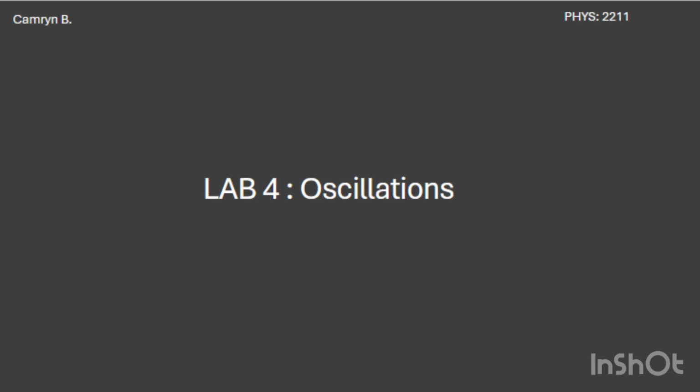Hi, I'm Cameron. This is Lab 4 Oscillations for Physics 1. The purpose of this lab is to model the movement of the spring mass system, observe the energy principle, and compare the oscillations of the experiment and model.